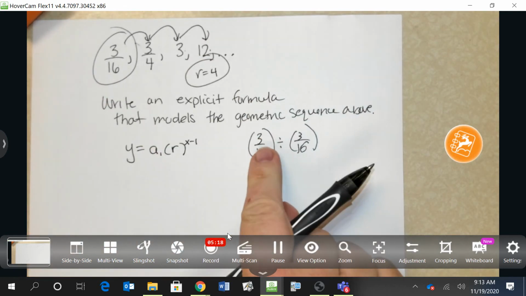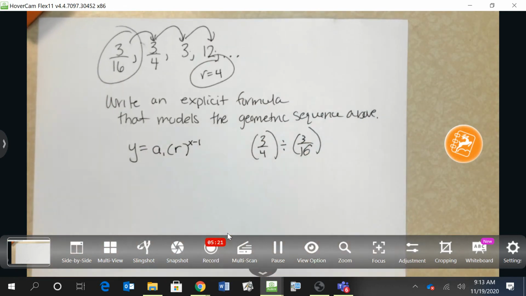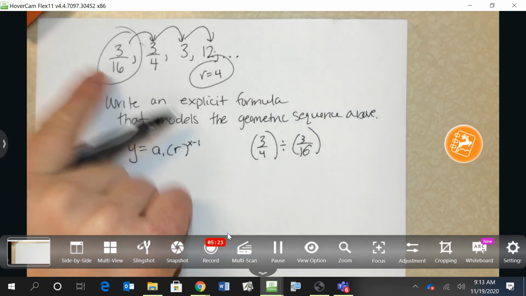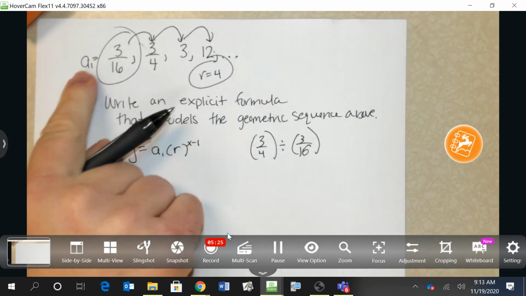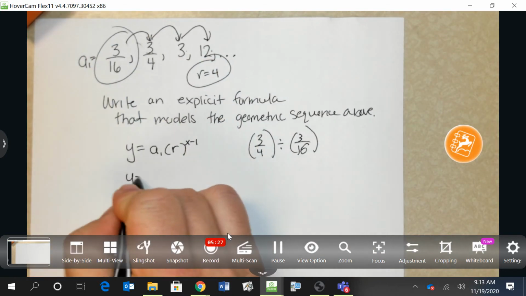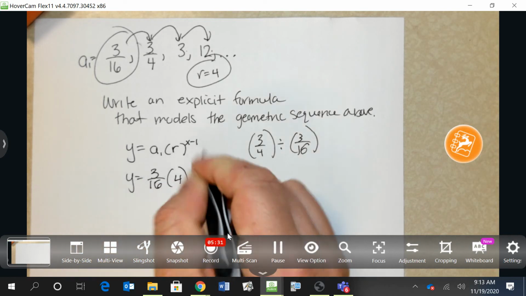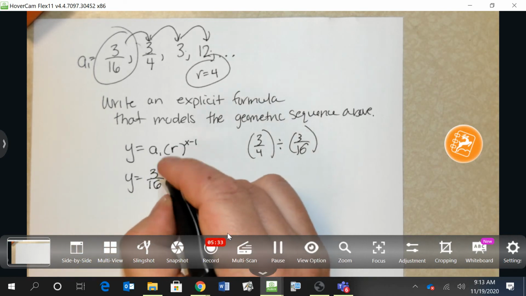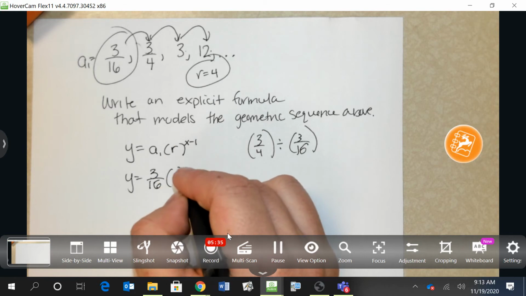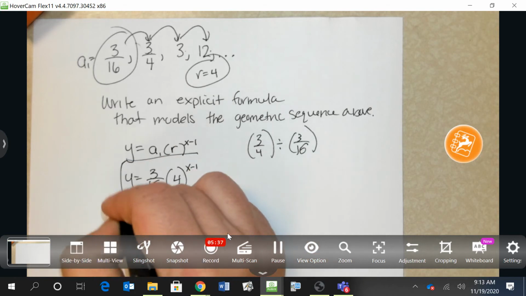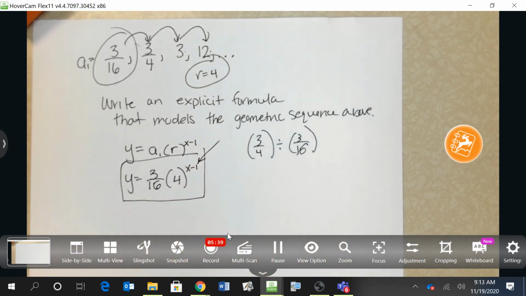I can achieve that by taking the second divided by the first, and I use decimals to do all the hard work. And the first number in this sequence is 3/16. So y equals 3/16 times 4 raised to the x minus 1. A common mistake is students forget to do the minus 1.